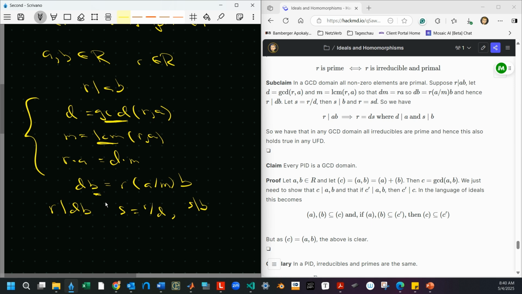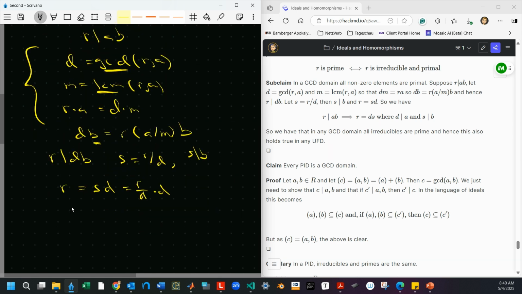Why is that? What am I doing here? So S is R over D. Oh yeah, right here, because of this. So S divides B, and we have here that R equals, I'm going to say, SD. Let's just verify that. So this is R over D, times D, well, that's trivial, right? So it's like that.